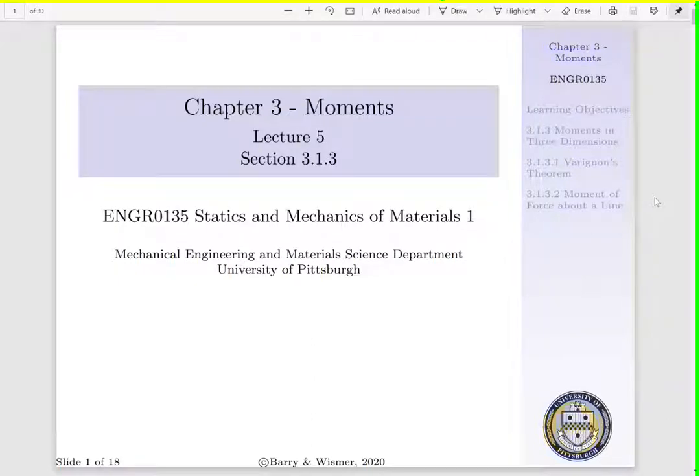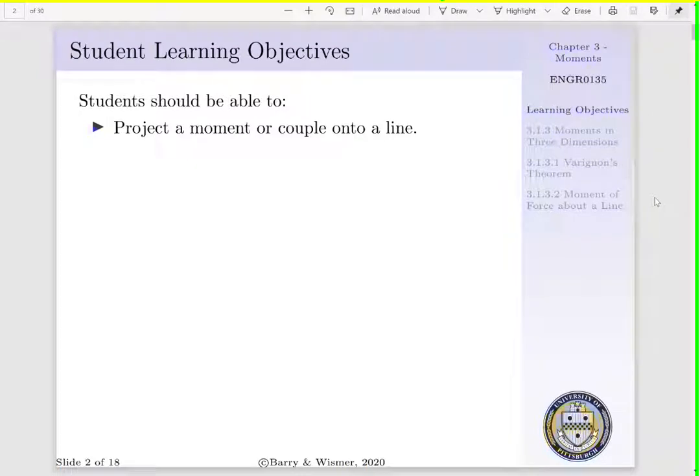Lecture 5 covers Section 3.1.3. At the end of today's lecture, you should be able to project a moment onto a line.